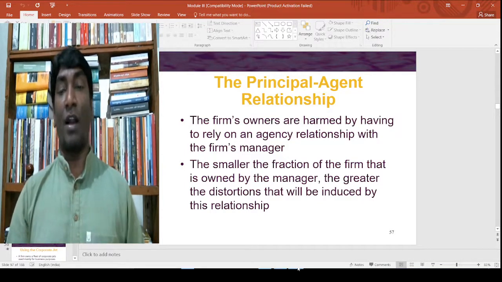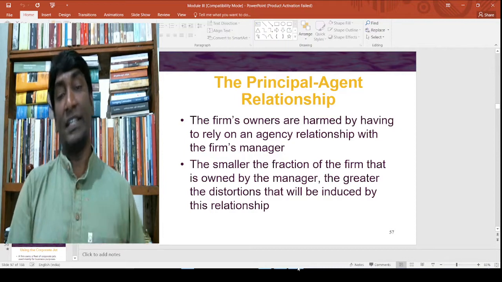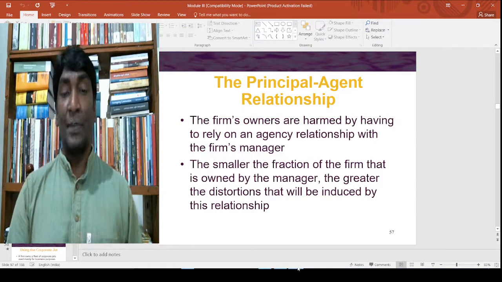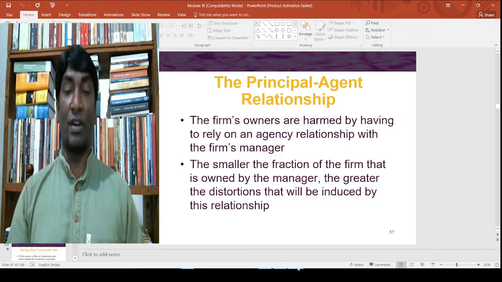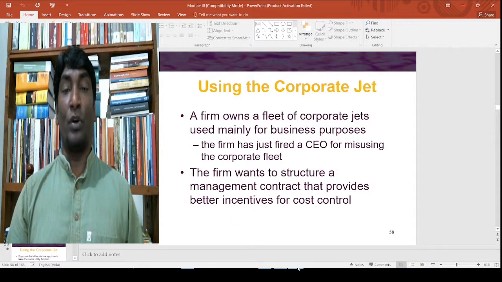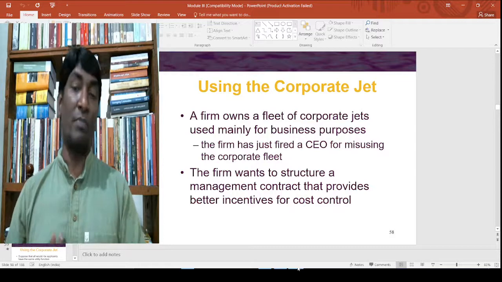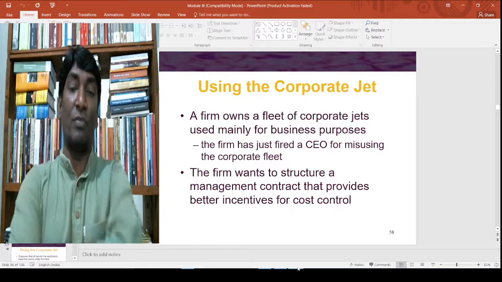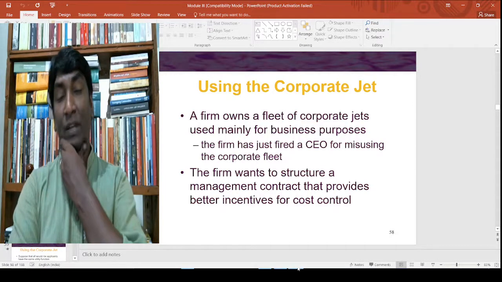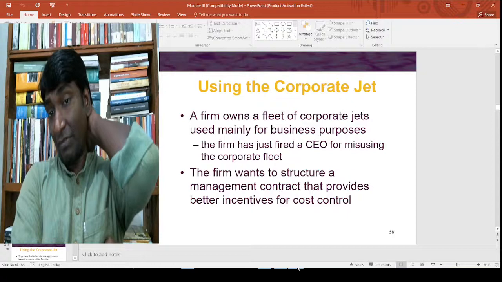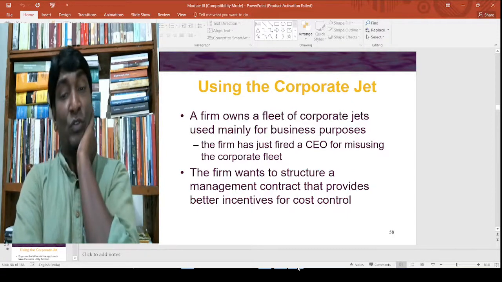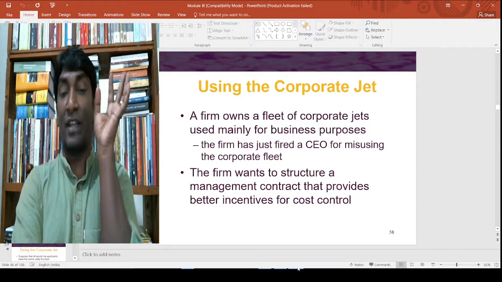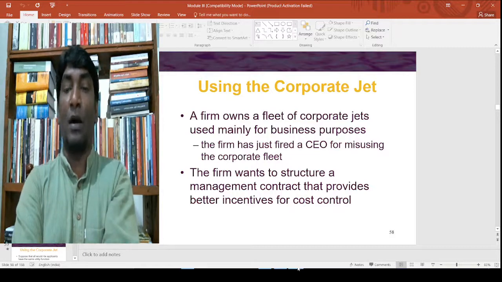So the firm's owners are harmed by having to rely on an agency relationship with the firm's manager. The smaller the fraction of the firm that is owned by the manager, the greater the distortion that will be induced by the relationship. Now, a firm owns a fleet of corporate jets used mainly for business purposes. The firm has just fired its CEO for misusing the corporate fleet. This is also an example which came up earlier. So the firm wants to structure a management contract that provides a better incentive for cost control.